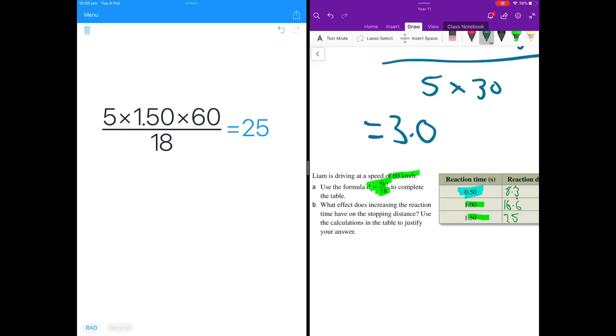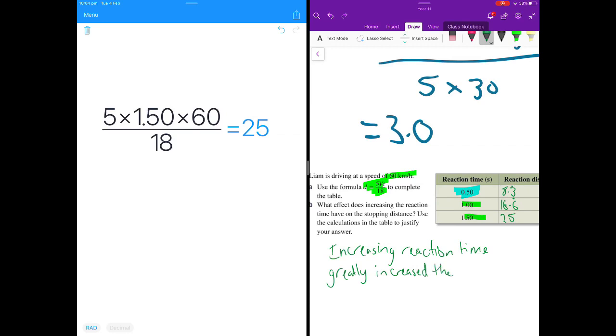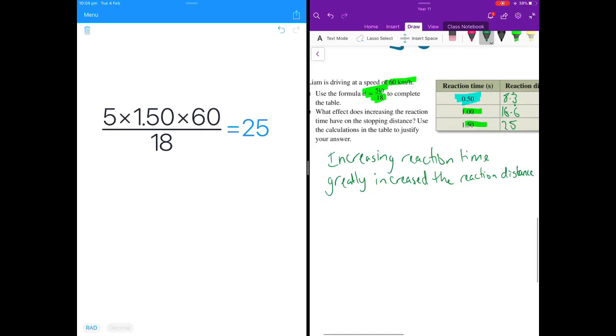So our last question here is asking us to use our information that we've just found to work out what's happening to the stopping distance. Basically, we've got an increased reaction time, which is greatly increasing the amount of time it's going to take you before you even realise you need to stop. You notice by going up by 0.5 each time, you're actually adding more than 8 meters to your stopping distance.